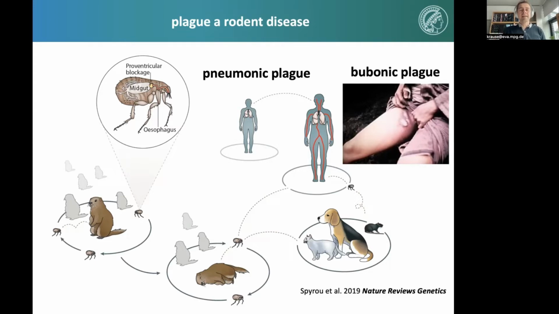This is also why plague is currently monitored by a lot of defense ministries all over the world, because it has been used in the past as a bioweapon, and there's always the risk that it could be used again as a bioweapon. Say if somebody sprays it into a public subway or something like that.